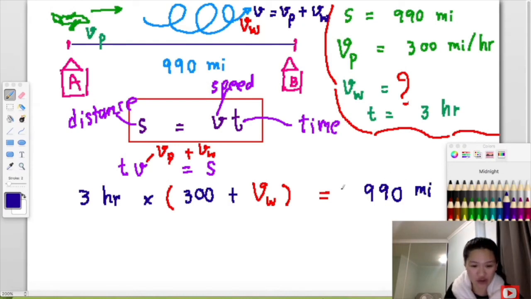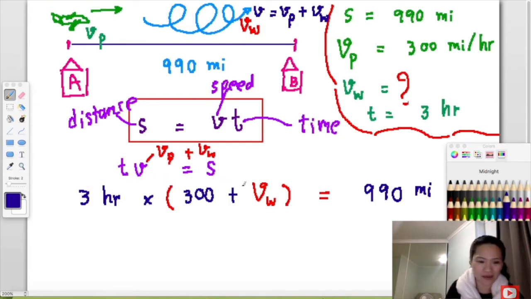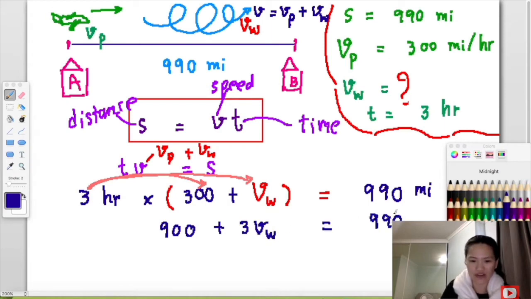What next am I going to do? I'm going to multiply 3 in here in the bracket. Like this. I show you again one more time. Multiply 3 here. Multiply 3 with 300 and multiply 3 with VW. So I'm going to get 3 multiplied 300 is 900. 3 multiplied VW is 3 VW, and it's equal 990. Now I'm going to solve the equation.